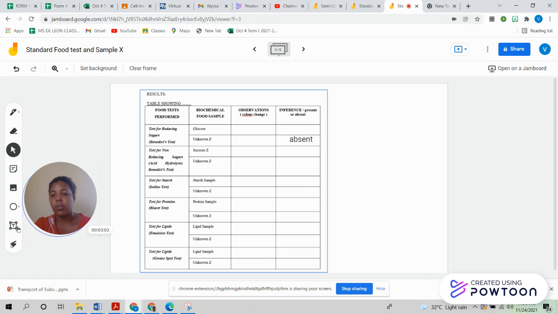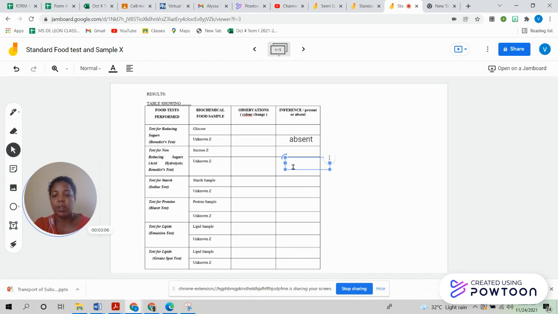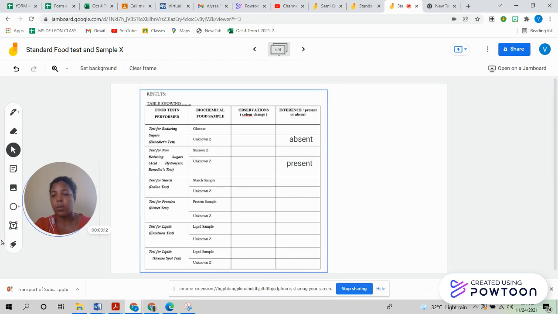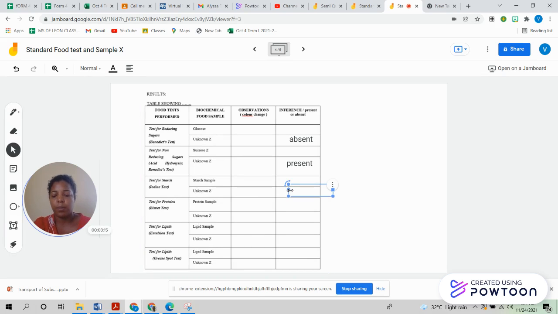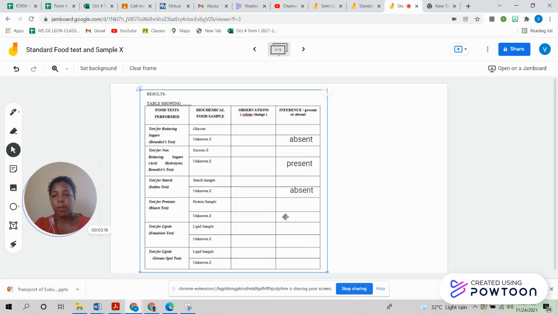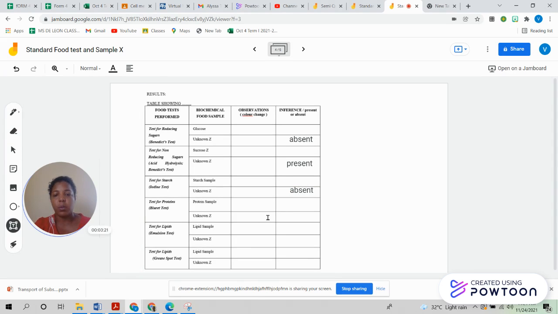For reducing sugar, I think it was present. For starch test, it was absent. For your protein test, it was present. For your lipids test, some of you got it present and some of you got it absent. So for the beta class, it was absent. And for the alpha class, it was present.